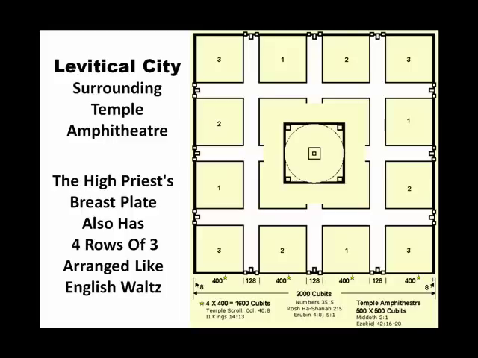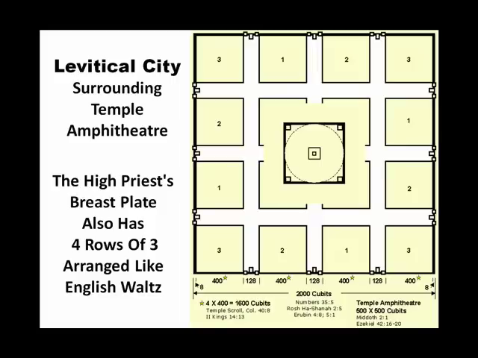amphitheater is foursquare. It's like the high priest's breastplate, which also has 4 rows of 3, arranged like an English waltz. 1, 2, 3, 1, 2, 3, 1, 2, 3, 1, 2, 3. Thus we have 4 units on each side. So we have 4 rows of 3.